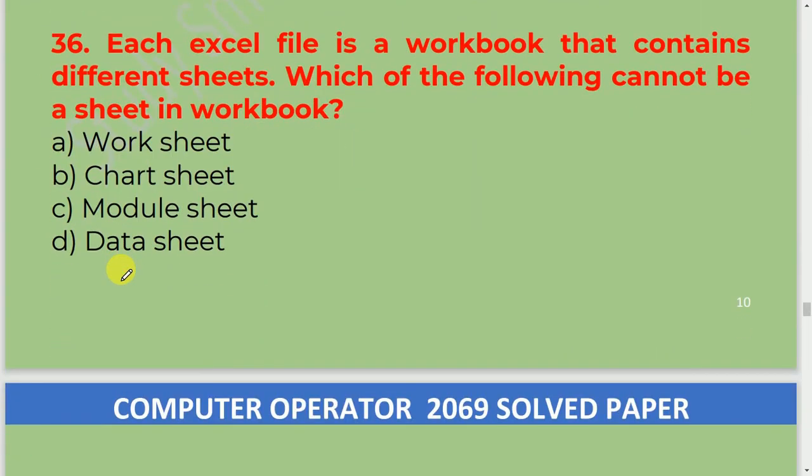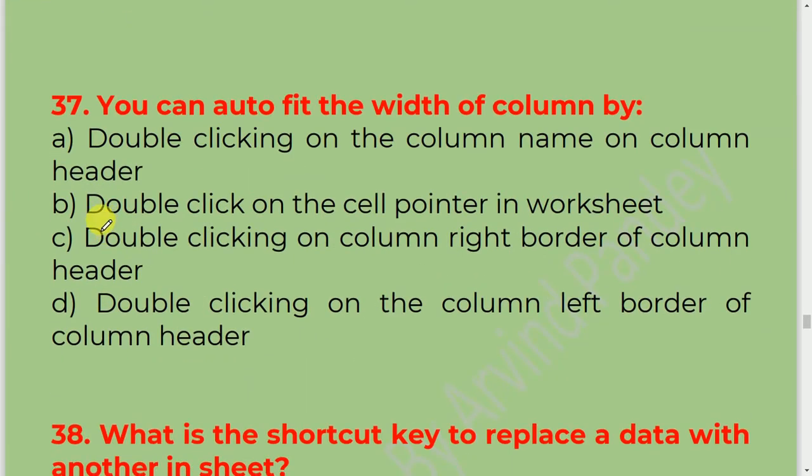Question number 36. Each Excel file is a workbook that contains different sheets. Which of the following cannot be a sheet in a workbook? Option A, worksheet, B, chart sheet, C, module sheet, D, data sheet. And the correct option is option D, data sheet. Data sheet cannot be a sheet in a workbook. Question number 37.